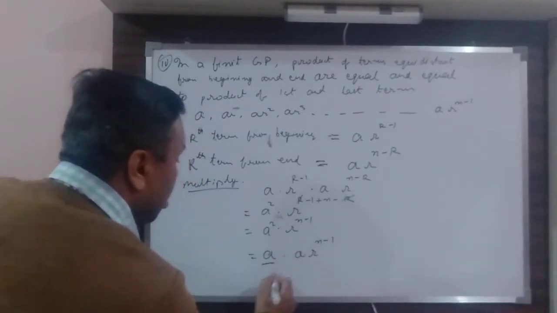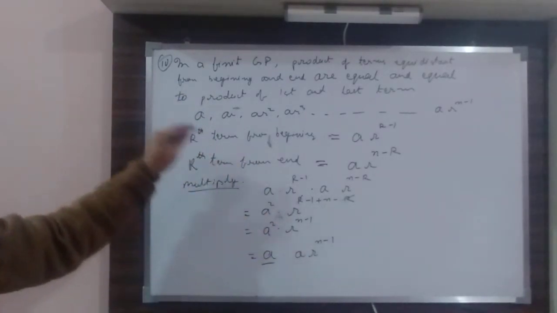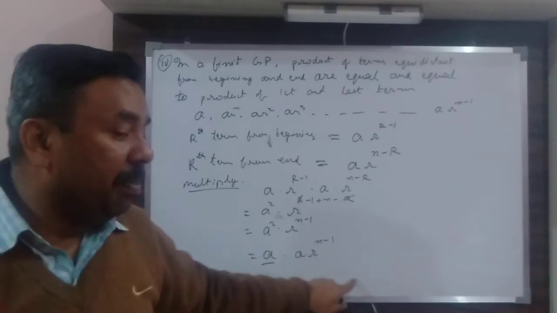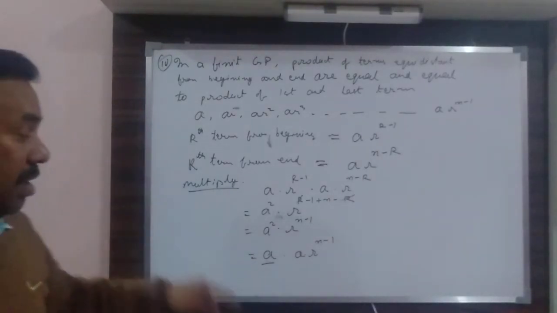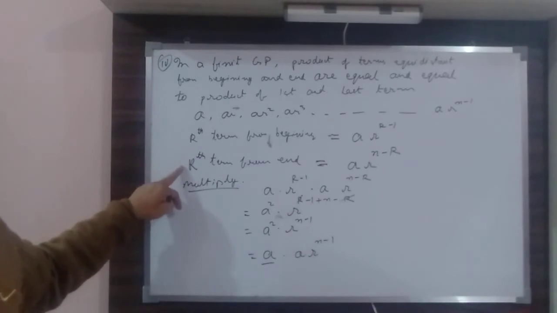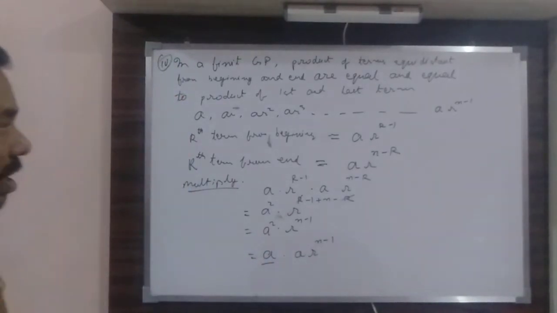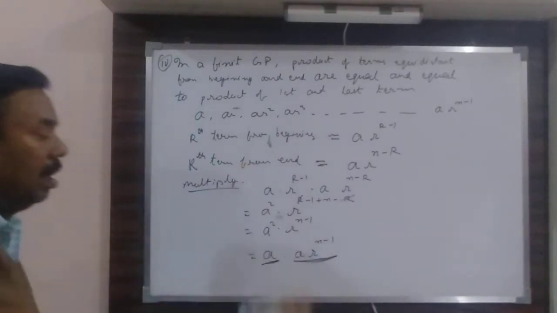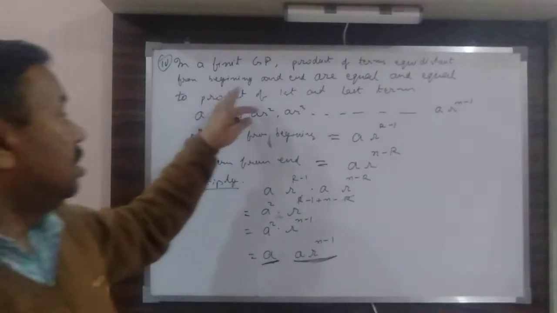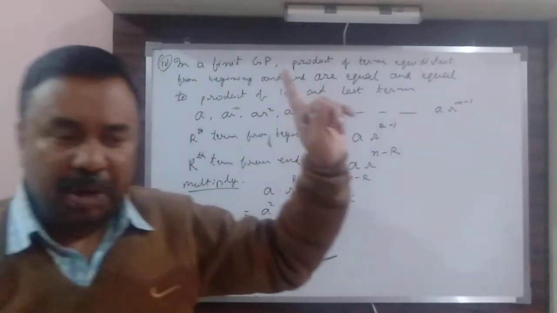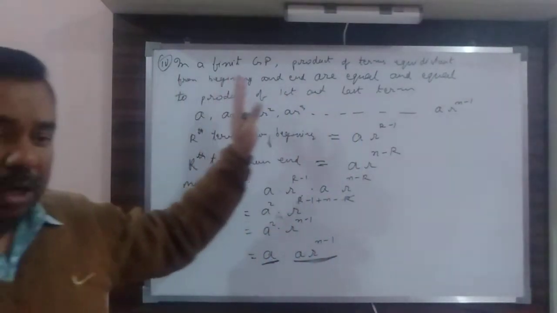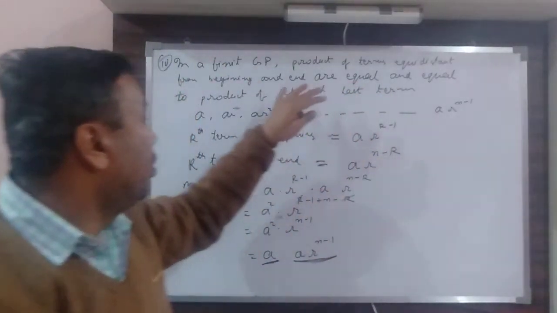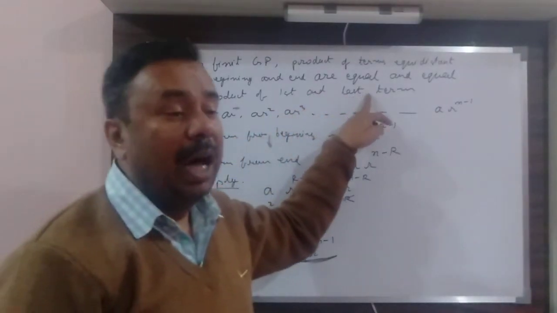Always see, I have taken the rth term, capital Rth term, but my product is independent of this capital R. That means whatever is the value of capital R, this product will always be the same. And you can see this is the first term and this is the last term. So that is why I have said it will be independent of the number capital R. The product will always be the same, and it will be equal to the product of the first term and the last term.